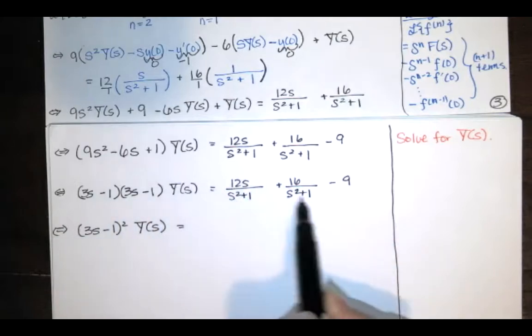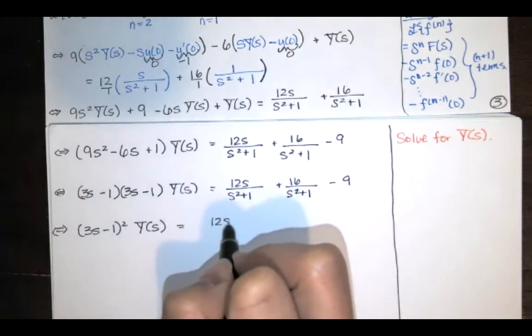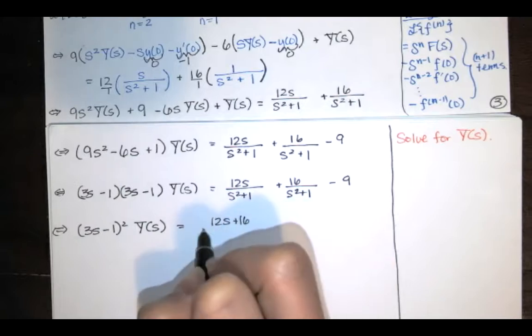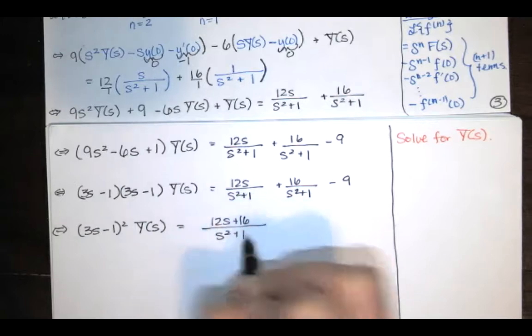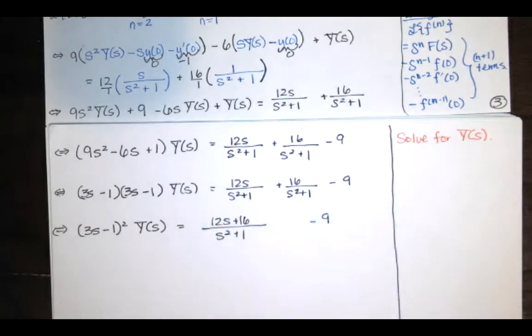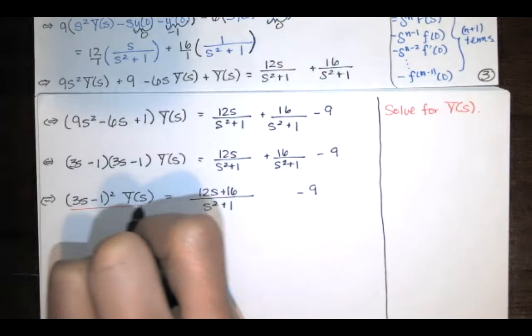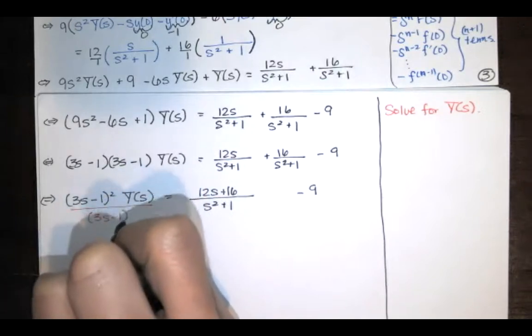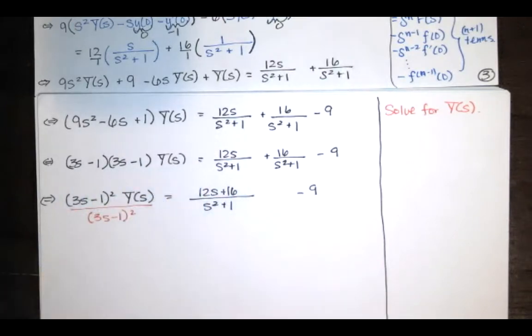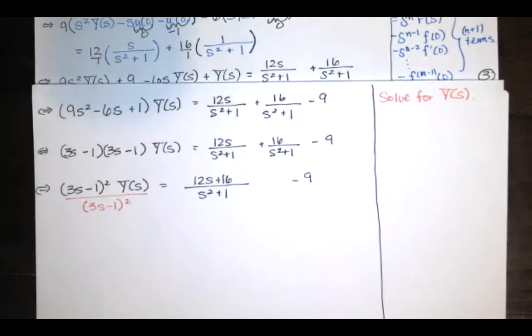And on the right, since these have the same denominator, I think I will combine them. Now, if I want to get y of s by itself, I can divide both sides by 3s minus 1 quantity squared. Now, dividing by a number is the same as multiplying by 1 over that number. So just for example, if we're talking about 2, dividing both sides by 2 is the same as multiplying by 1/2, because half of something is the same as dividing it by 2.